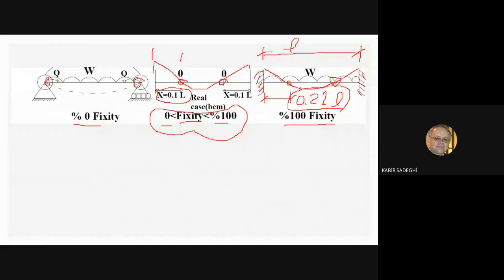And this distance is 10% of length. Because we don't have fixed, we don't have this one. We don't have zero this one. We have this case. Therefore, we consider 0.1. Therefore, the base of approximate analysis is 0.1L, the location of inflection point from the supports.